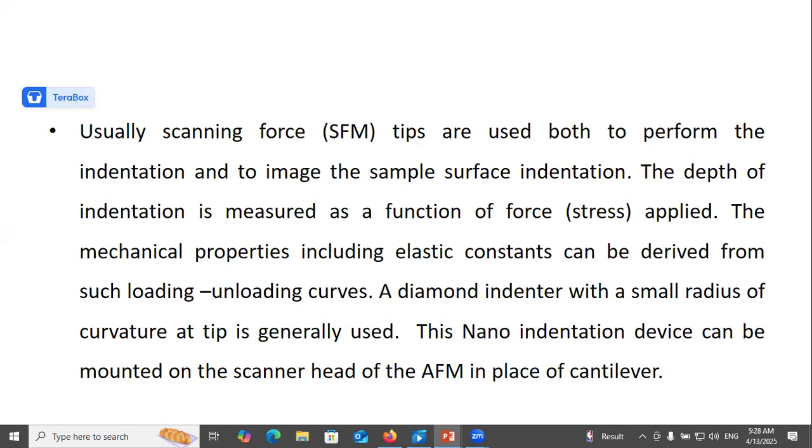The depth of indentation is measured as a function of force applied. The mechanical properties, including elastic constant, can be derived from such loading and unloading curves. A diamond indentor with a small radius of curvature at the tip is generally used. This nano indentation device can be mounted on the scanner head of the AFM in place of the cantilever.